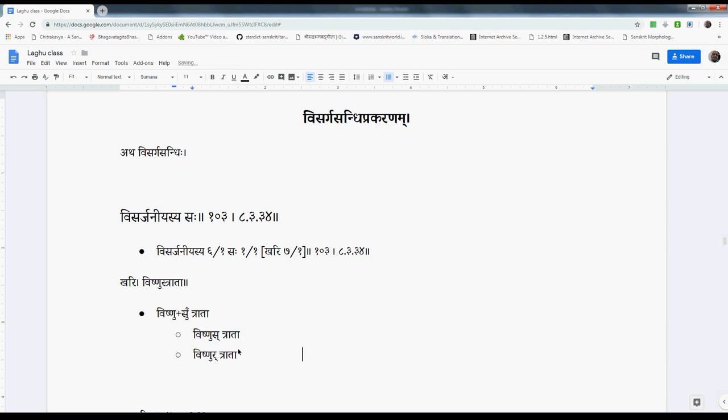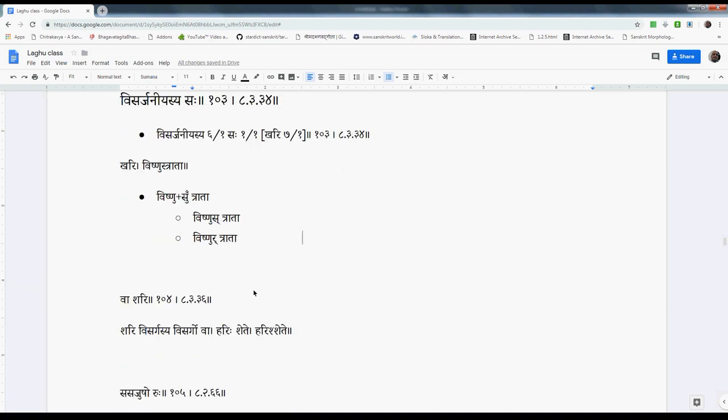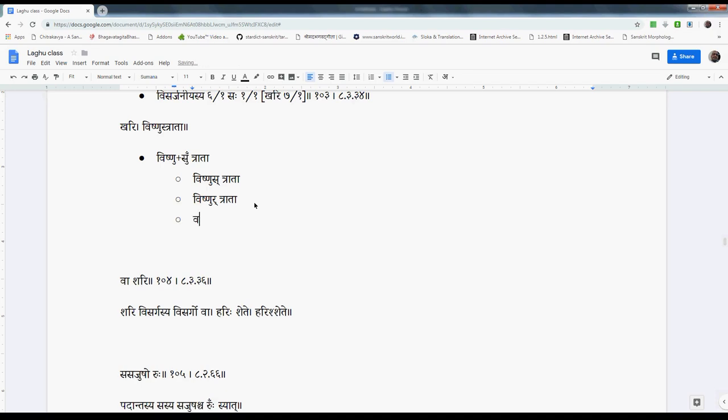So actually, when do you get it? Vishnus Trata. He is saying, see, sasajusho ru, he is going to come to that. But let's see, Vishnus Trata. Here you will get Vishnu Ru, which is Vishnus Trata. Then, Vishnu hu.